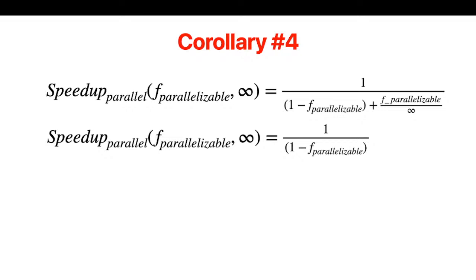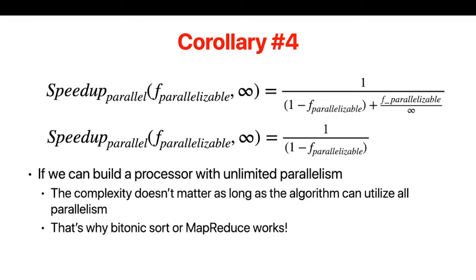Still about parallelism, right? So what we have learned from this question is that if we can build a process with unlimited parallelism, the complexity doesn't matter as long as the algorithm can utilize all the power. Is that true? Isn't that true? So if the complexity is bounded, not taking infinite time, and as long as you can build a processor with unlimited power, complexity doesn't matter anymore. CS217A is not important at all, right?